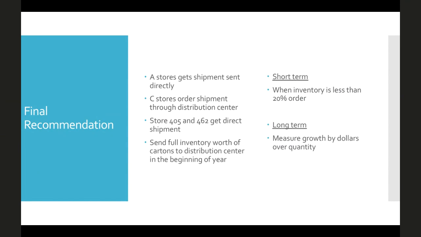As far as our short-term recommendations, we're going to have everybody order their inventory whenever they get under 20%. As far as long-term, we're going to measure growth by dollars over quantity, because the dollars, like I said, are going to be accurate the entire way through, whereas quantity changes based on whether or not there's a sale going on.